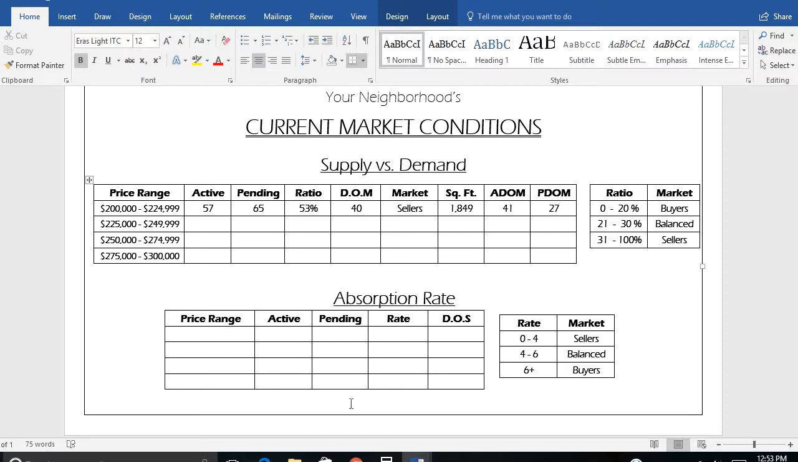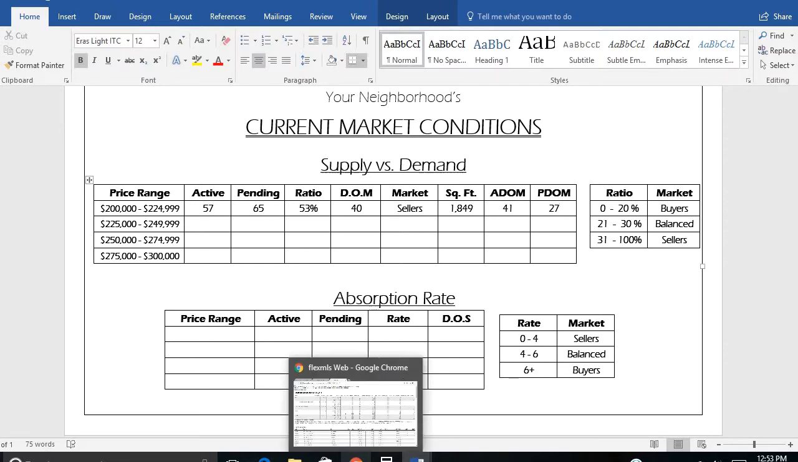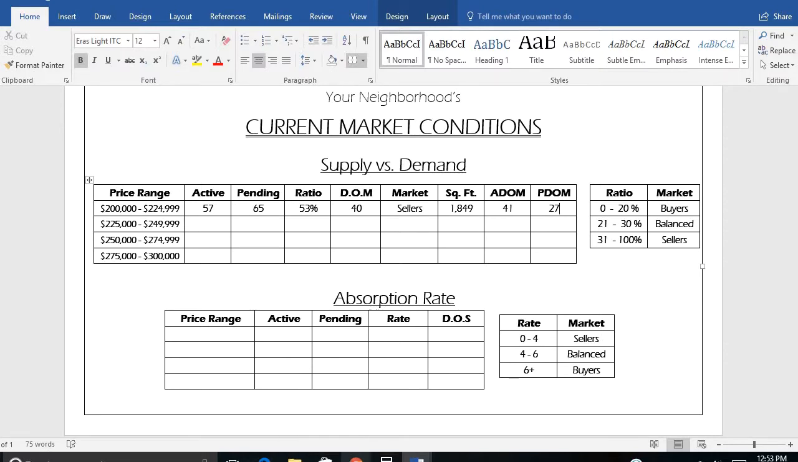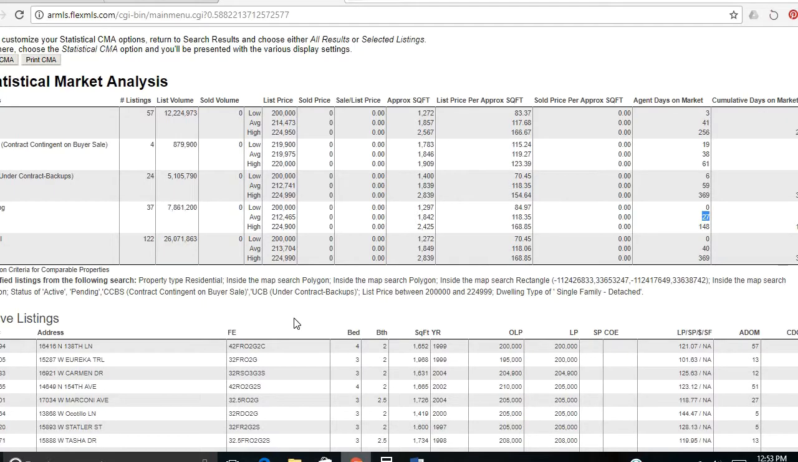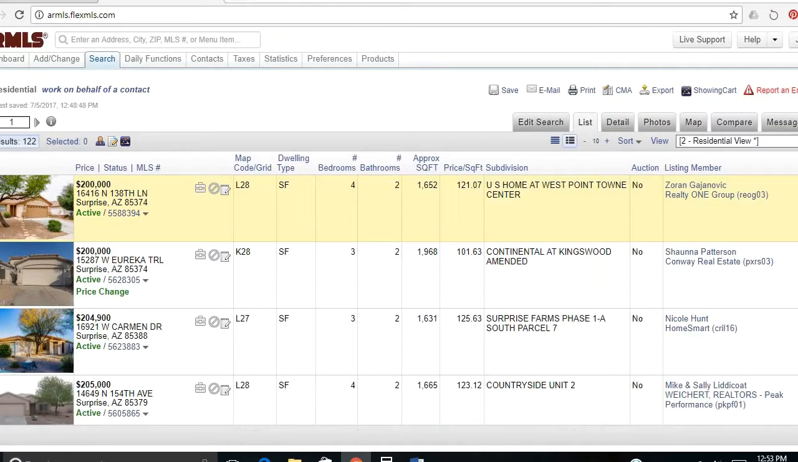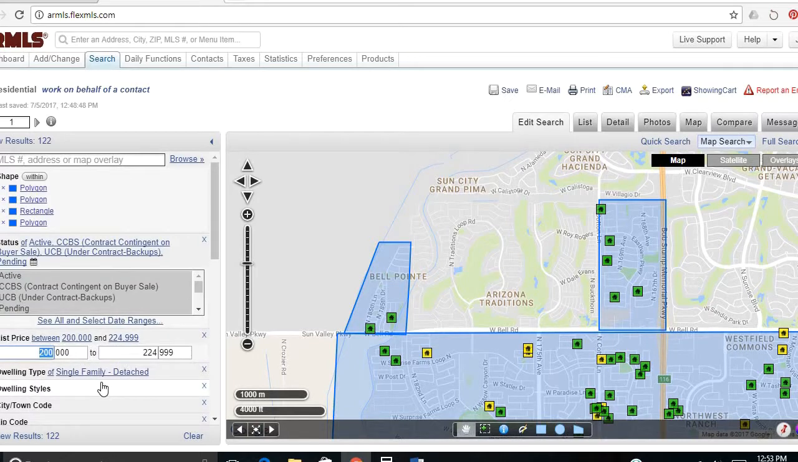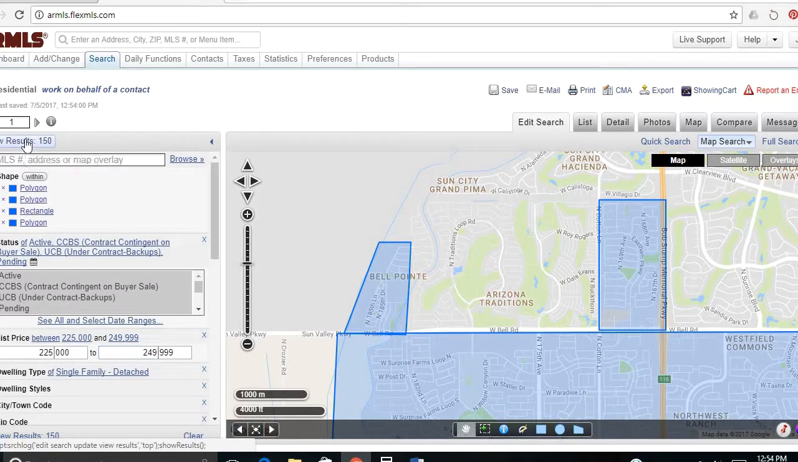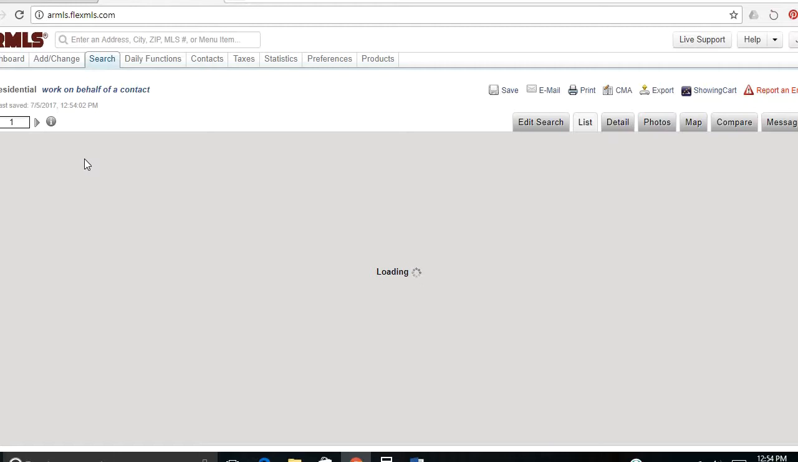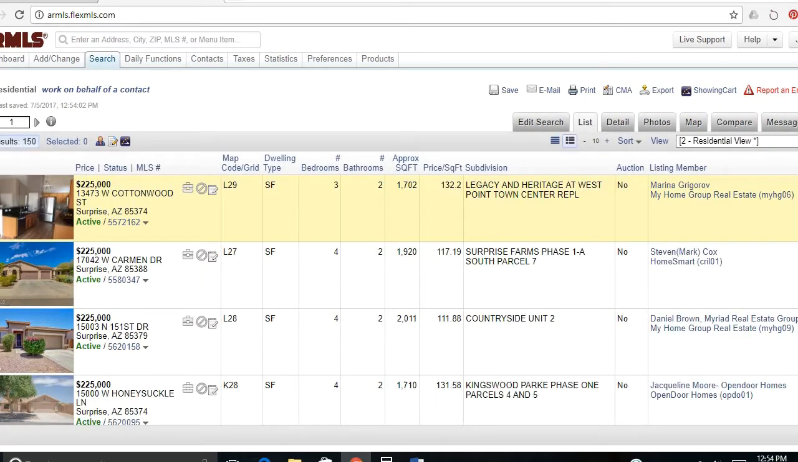So now the next thing we need to do is 225 to 249.999, right? So go back to our search. We'll get rid of this one. We don't need it anymore. We're going to edit and just change our price point. 225 to 249.999. 150. Usually there's less properties as you go up in price.